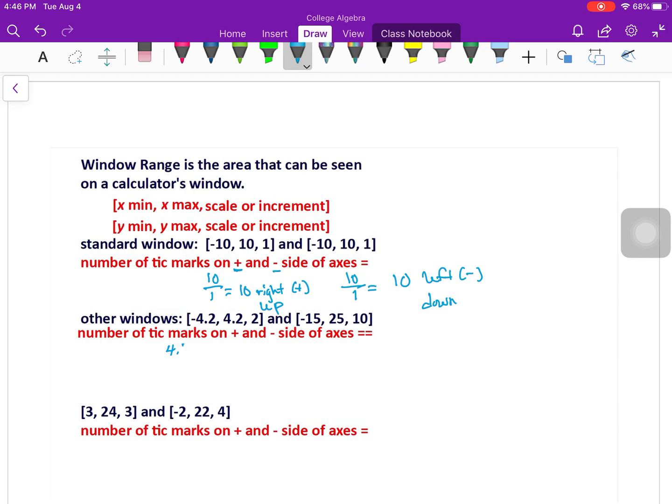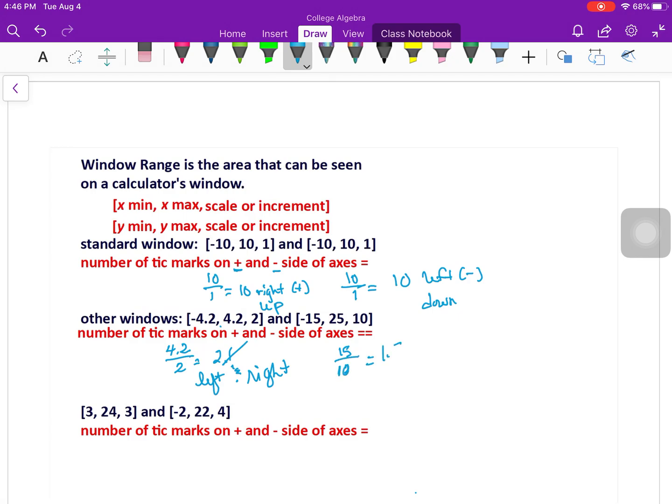So let's try a different one. This window, my x's go from negative 4.2 to 4.2, counting by 2's. So negative 4.2 to 0 is 4.2. Counting by 2's gives me 2.1. No tick mark happens at a decimal part, only at the whole number parts. So we would eliminate the .1. We should see 2 tick marks on the left. And since it's 4.2 to 0, 2 tick marks on the right.